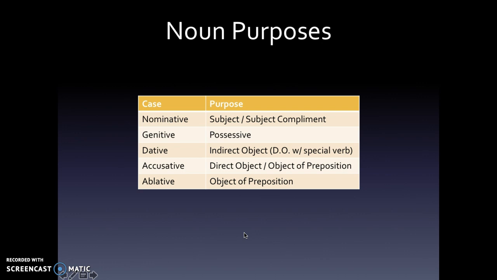This flipped lesson is going to cover the new material for Stage 18, which is the fourth and fifth, and thankfully final, declensions for Latin nouns. First, quick review of the noun purposes. Make sure that you know these. This is your decoding chart. This helps you to know what the purpose is of a noun in a sentence.